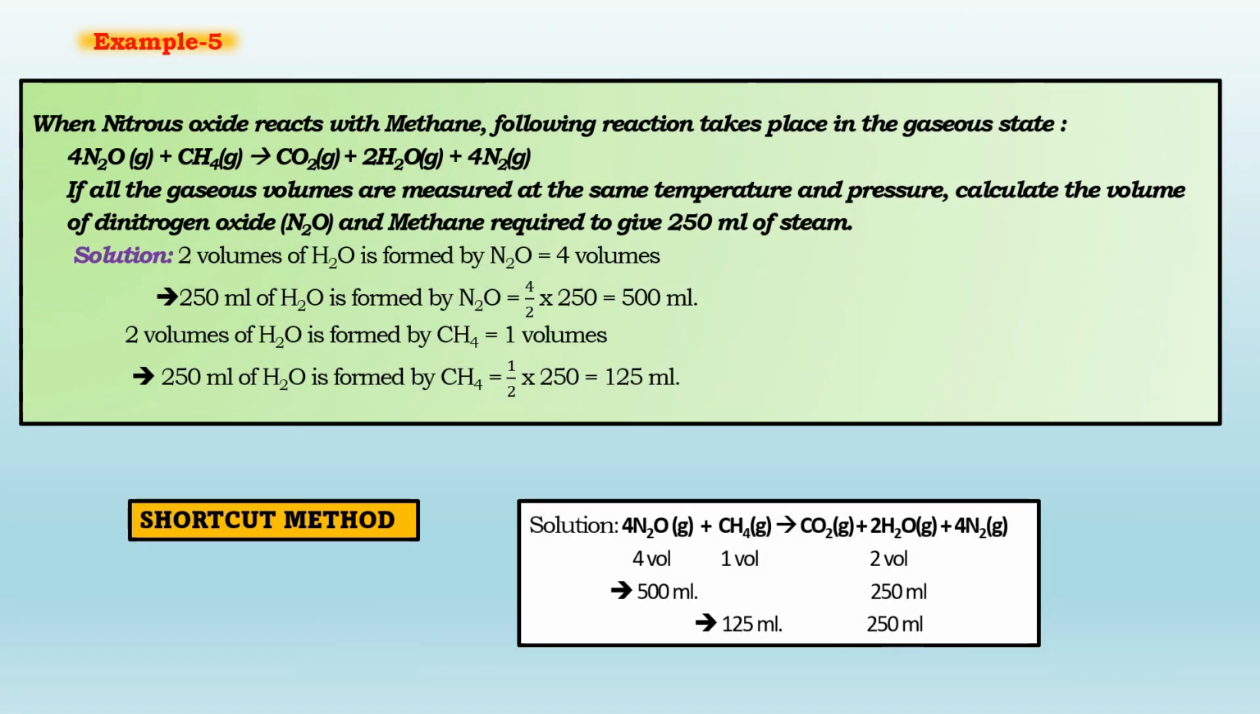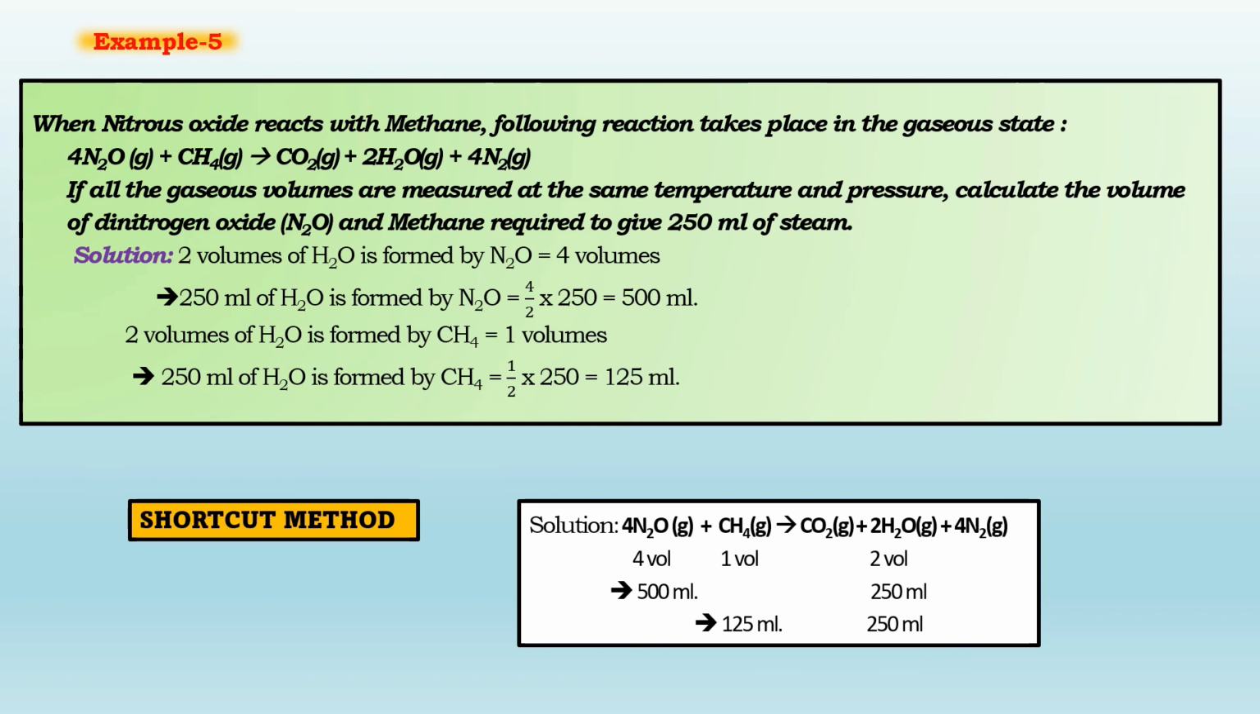Example 5. When nitrous oxide reacts with methane, following reaction takes place in the gaseous state. 4N2O plus CH4 gives CO2 plus 2H2O plus 4N2.